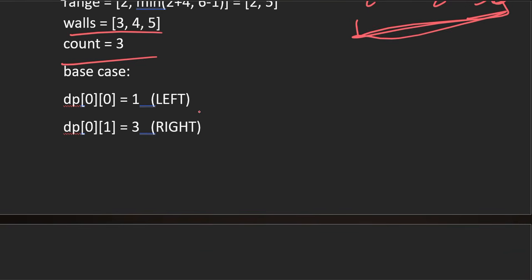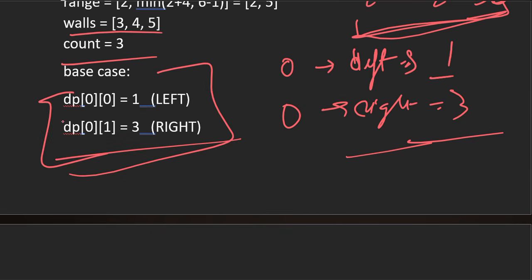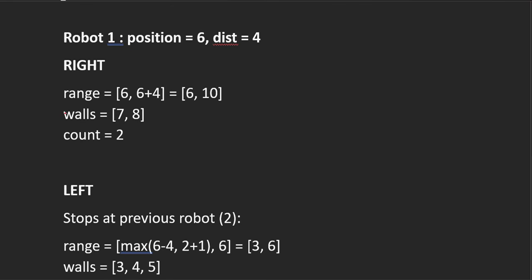So dp of 0 comma 0 is the 0th robot in the left direction. And how many volts are there? 1 volt. 0th robot in the right direction, how many volts are there? 3 volts. So we have stored these answers in our dp array as the base case. Next we move to robot 1.